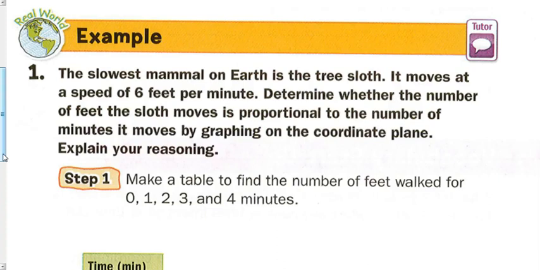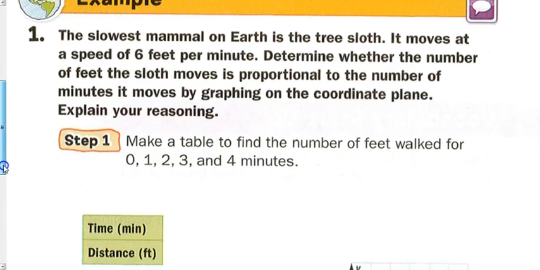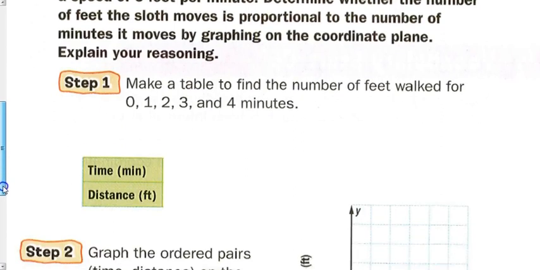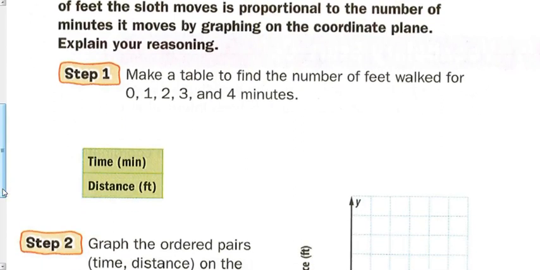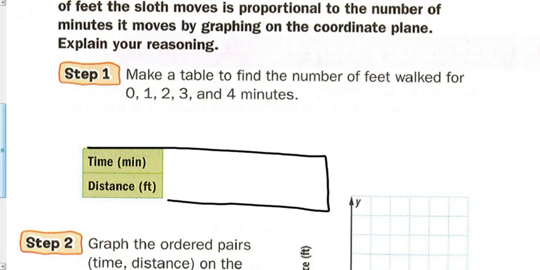So first thing we're going to do here is make a table, and we're going to find the following values. And when you do this, sometimes they'll give you some values, but oftentimes you can make up your own because it doesn't really matter as long as it works with the situation presented to you. So I'm going to make this a little more chart-ish, if you will.